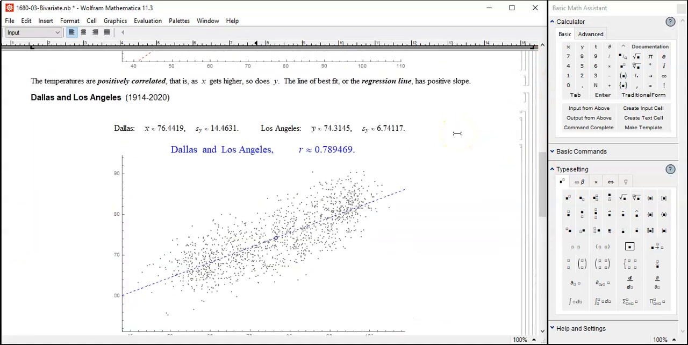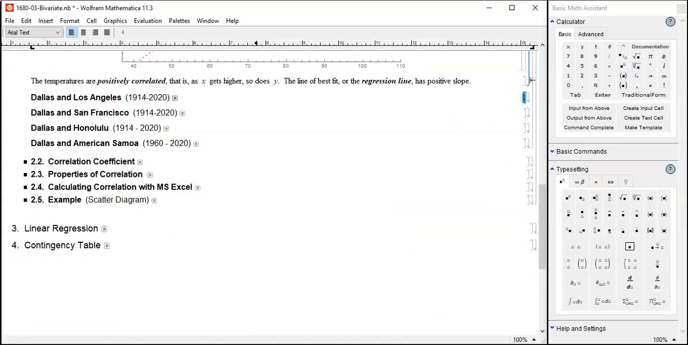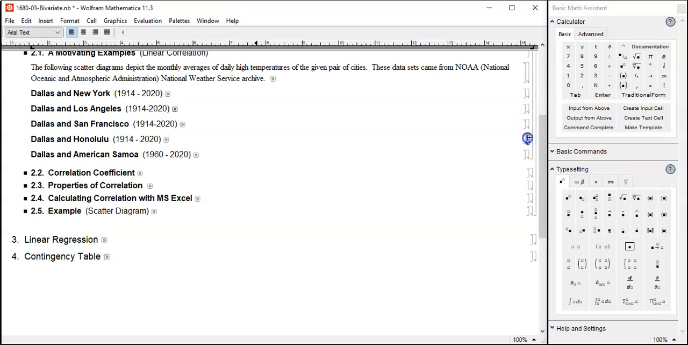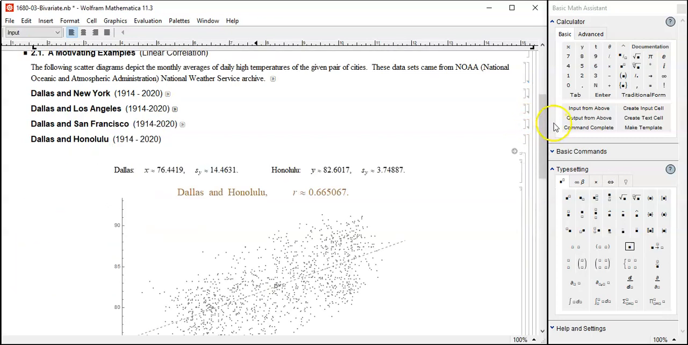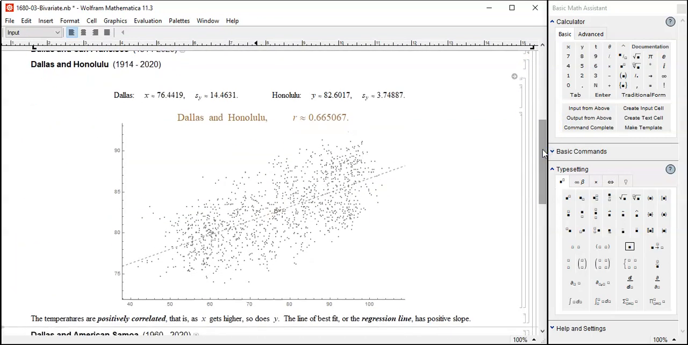Of course, they're all coming from the northern hemisphere, so it's no surprise there. Dallas and Honolulu, again, positive correlation, but compared with, say, Dallas and New York or Dallas and Los Angeles, more lightly packed. Not surprisingly, the R value is smaller.